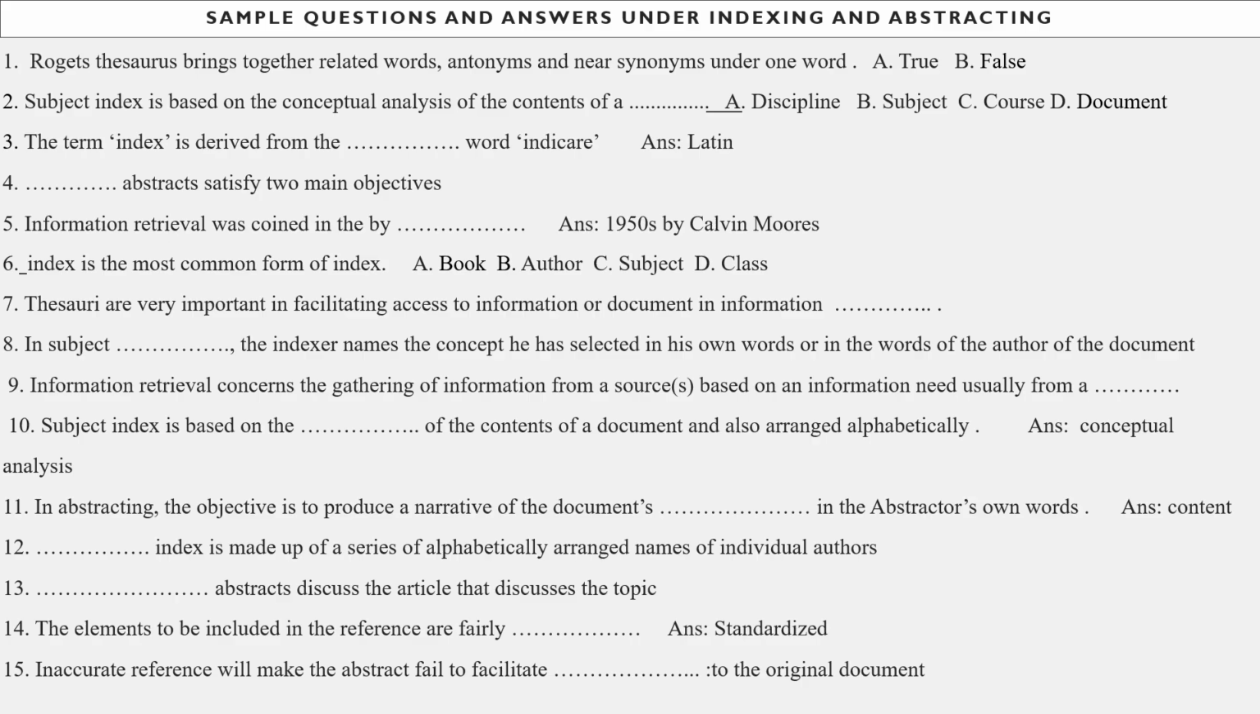An inaccurate reference will make the abstract fail to facilitate dash to the original document. The correct answer is access. Facilitate access. So if a reference is inadequate, the abstract will fail in its purpose because it won't help the reader gain access to the original document. So the answer there is access.